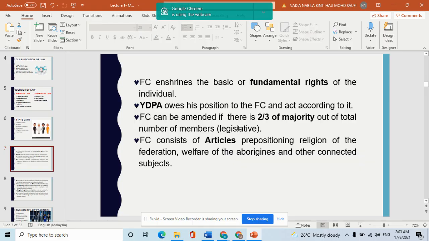So the FC can be amended if there is a two-third majority of the total number of legislative members. Legislative members means the composition of the cabinet. If you want to know how many there are, you would have to see the parliamentary debate. Currently there's no problem for students to search for the parliamentary debate.